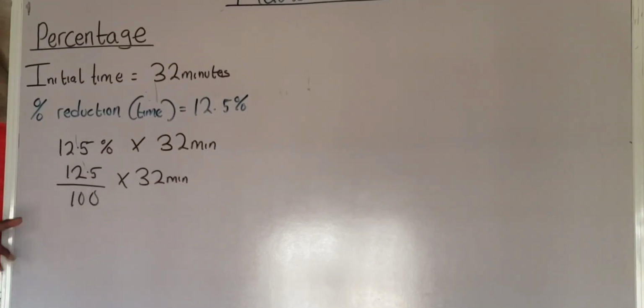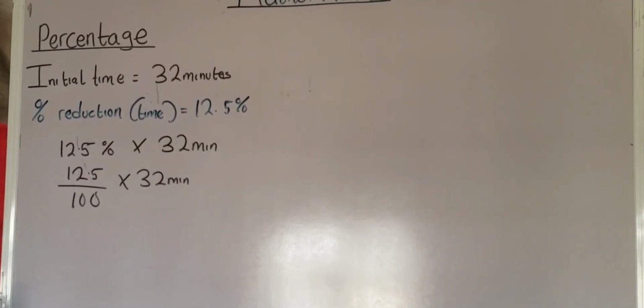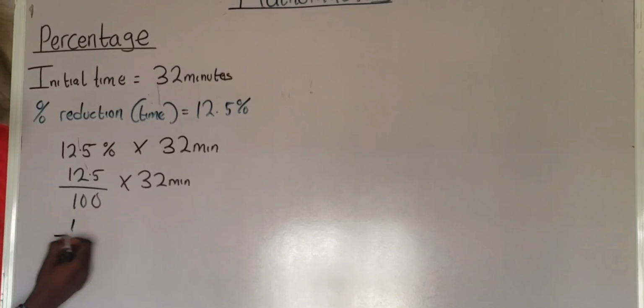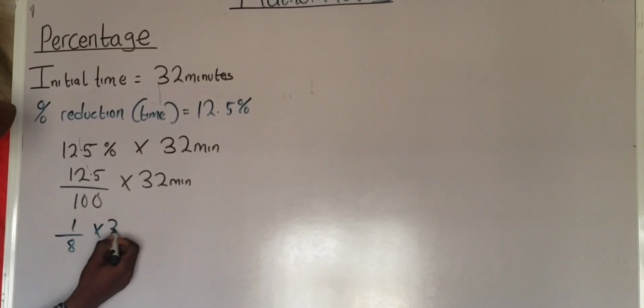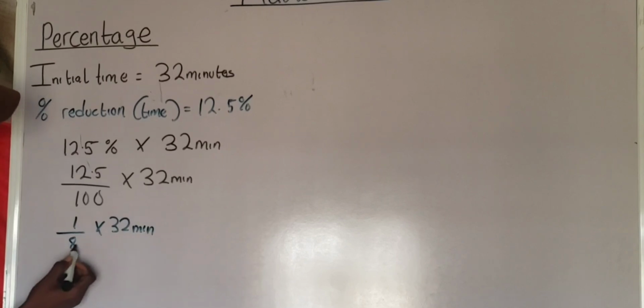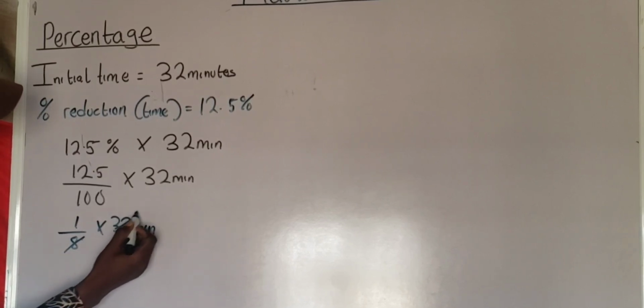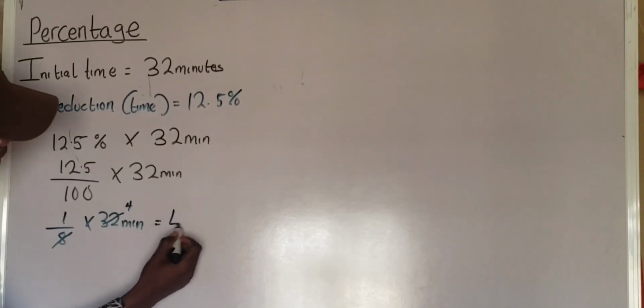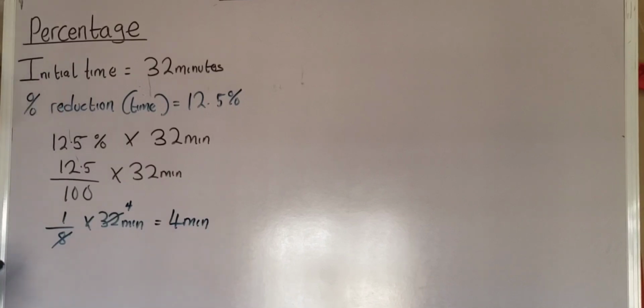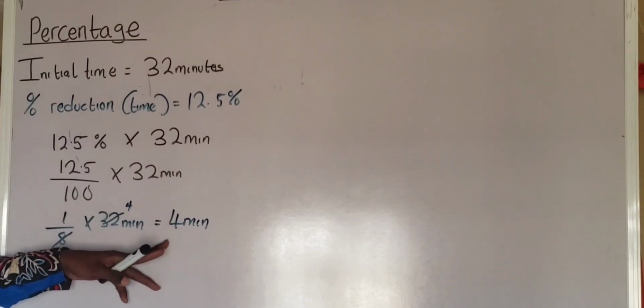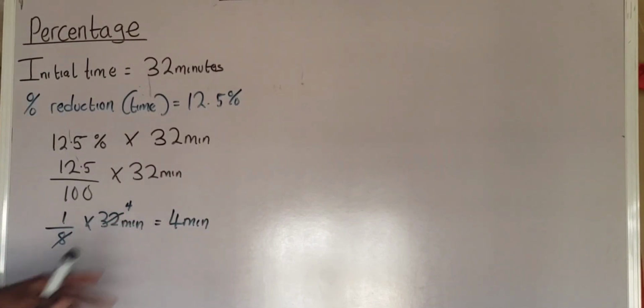12.5 divided by 100 is 1 over 8. So I'm going to have 1 over 8 multiplied by 32 minutes. 8 into 32 is 4. So this is 4 minutes. This is not the final answer. Please pay attention. That 4 minutes is not the final answer.